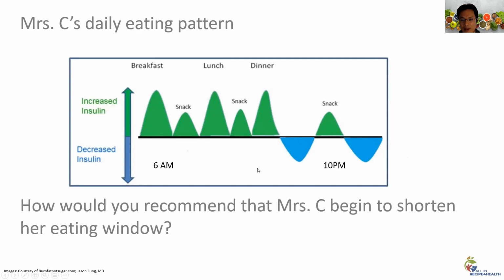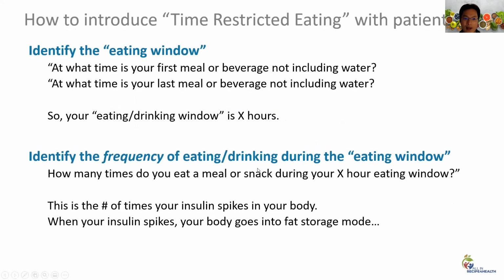Great. So I'm just going to share with you how I'm thinking about it. When I try this on with patients, I do two things. I work with patients to identify their eating window. To me, the opposite is their fasting time, but I explain it in terms of eating window. And then I go to the frequency of eating and drinking during the eating window. Basically, how many times are you spiking your insulin in your eating window?